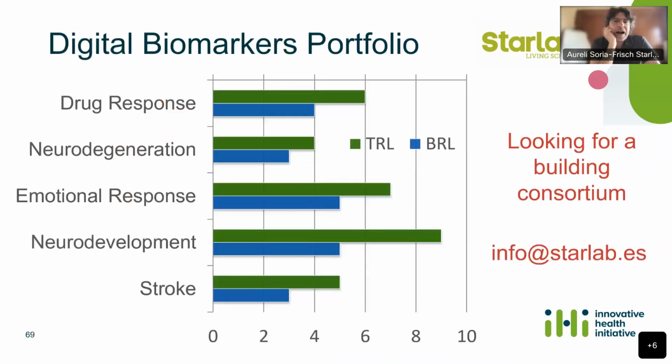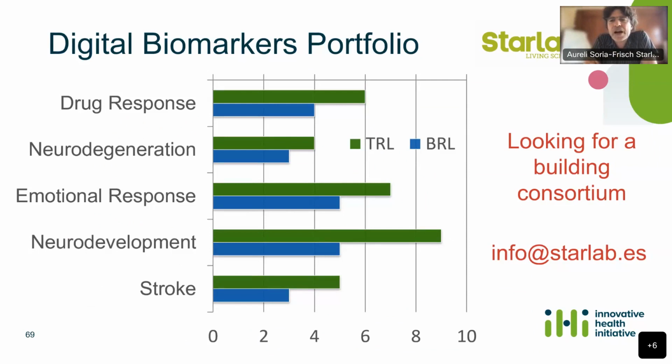Actually, we are involved in a drug response study for Down syndrome, as well as other biomarkers in our portfolio, for instance, for emotional response characterization that can be used in depression studies, or for neurodevelopment characterization that we have successfully used in ADHD and autism drug development.